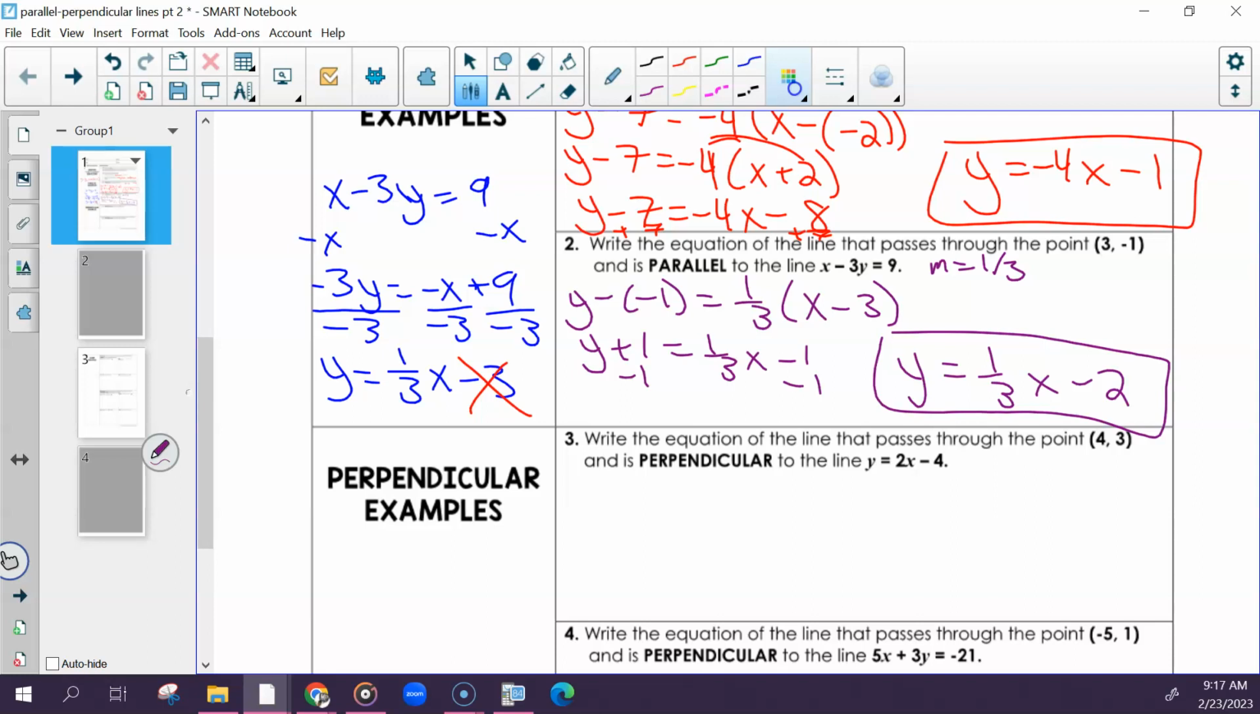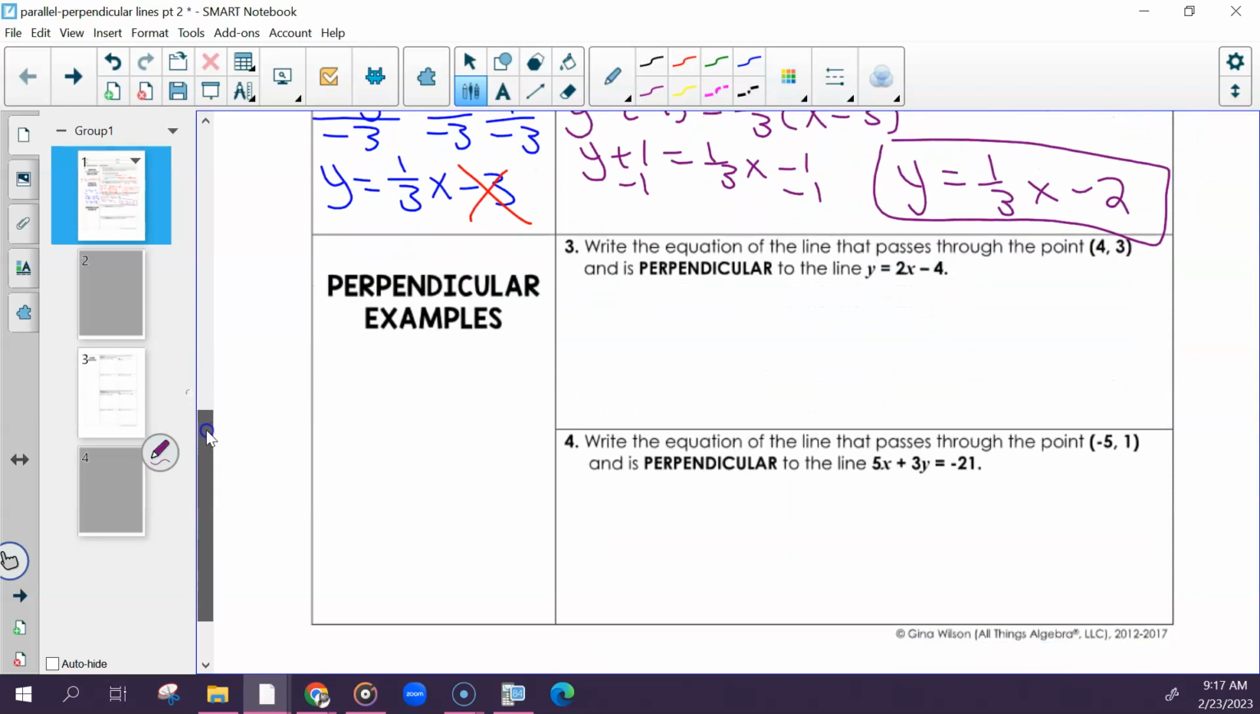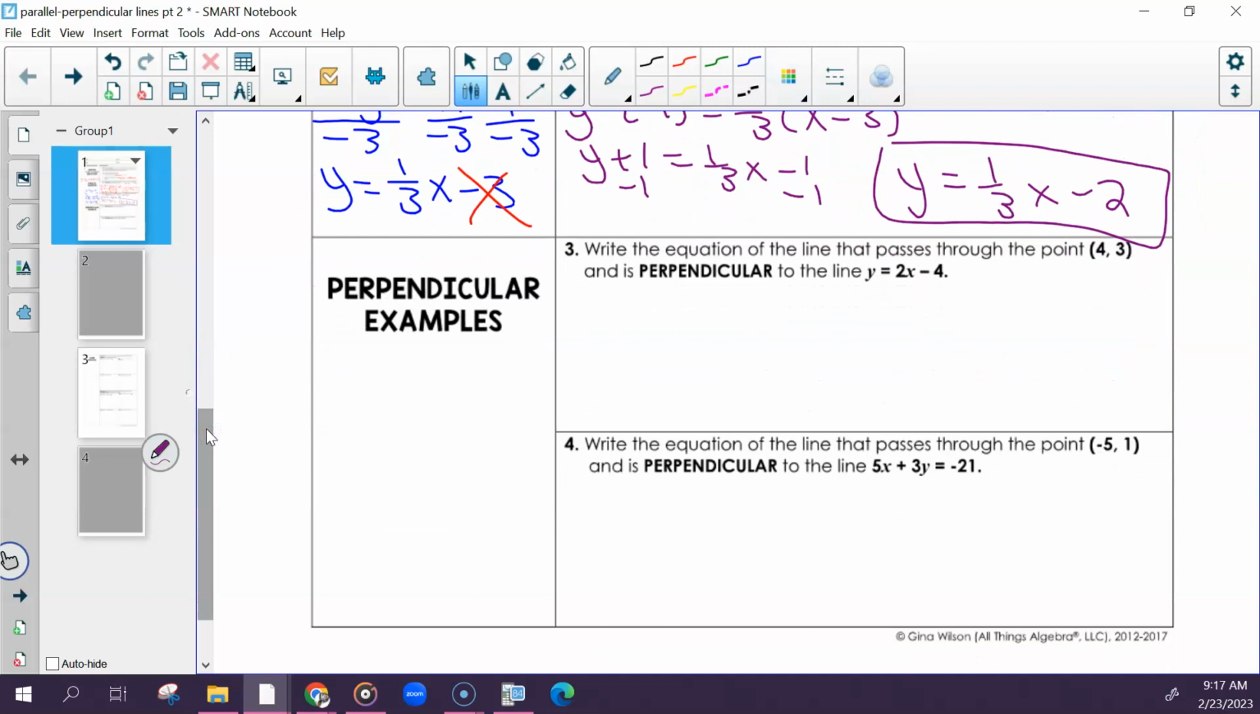Now we're going to switch gears and do perpendicular. Same process, except we're going to have to change our slope before we do anything. So we're given a point, we have our equation that it's going to be perpendicular to, but our new slope has to be perpendicular to this, so we have to change the slope. What would that new slope be? Someone besides us, or Lacey, or I. You guys are answering great.